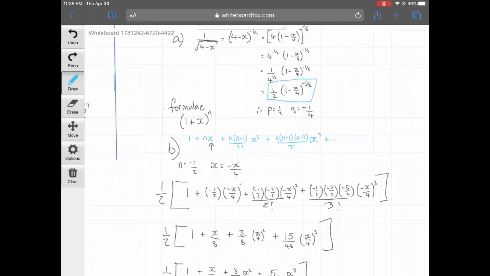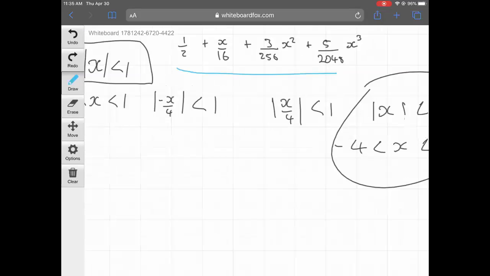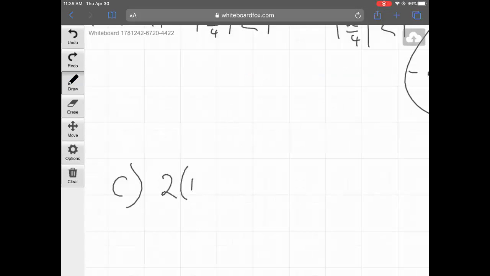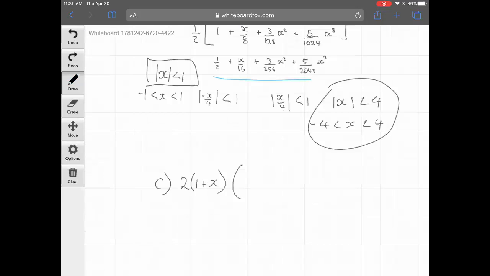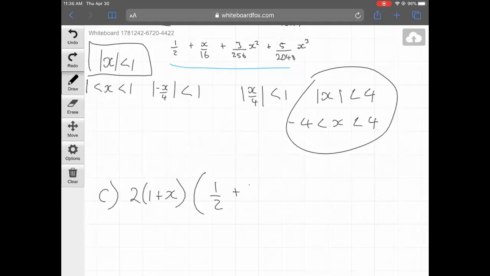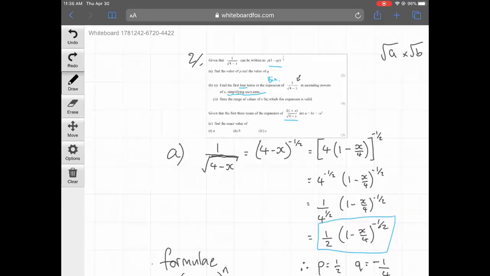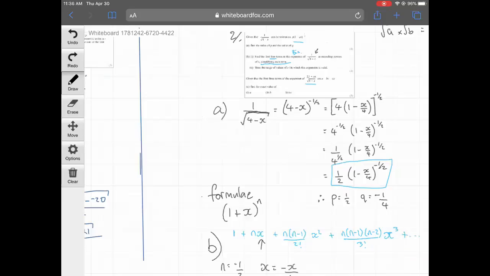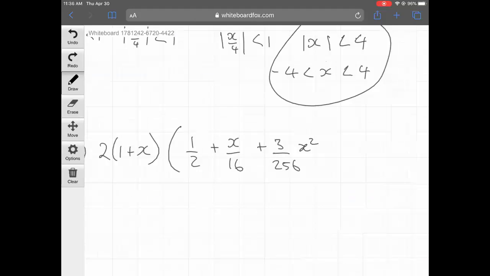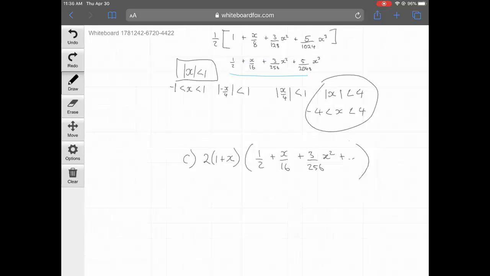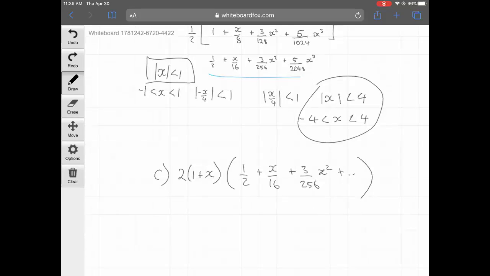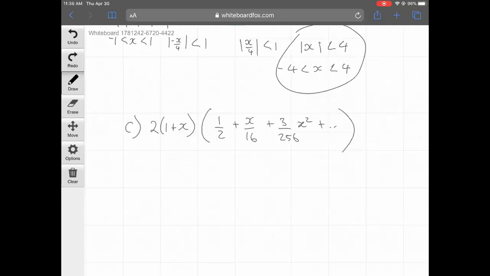So what we've got is, this is part C, 2, 1 plus x multiplied by this expansion, a half, add x over 16, add 3 over 256 x squared. And I'm just going to check, where did they want me to go up to? First three terms. So it only goes up to x squared. So I don't actually need to bother writing down the x cubed term, because it's not going to influence my answer. I do need the x squared term because there is a number in the first part here. So when that gets multiplied by an x squared term, it just gives an x squared.